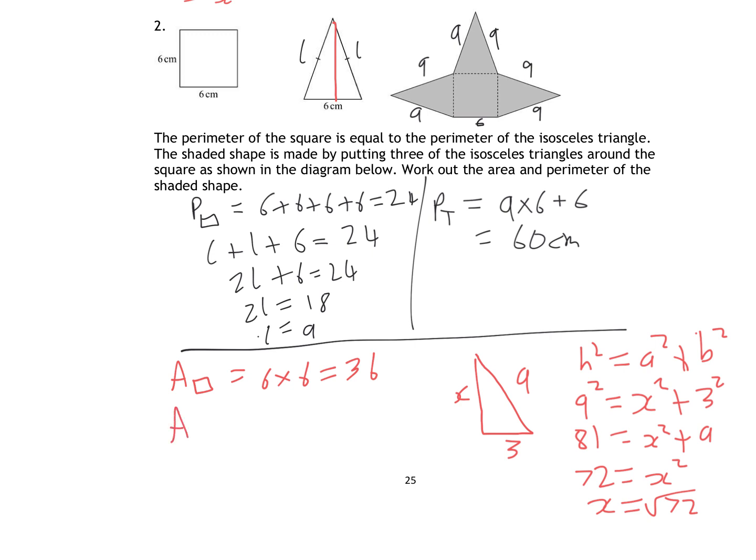That means the area of that isosceles triangle is half the base times the height. Half the base of this triangle is 3, and the height of that triangle is, we just worked out, root 72. So that gives you 3 root 72, the calculator might say, or 25.46.